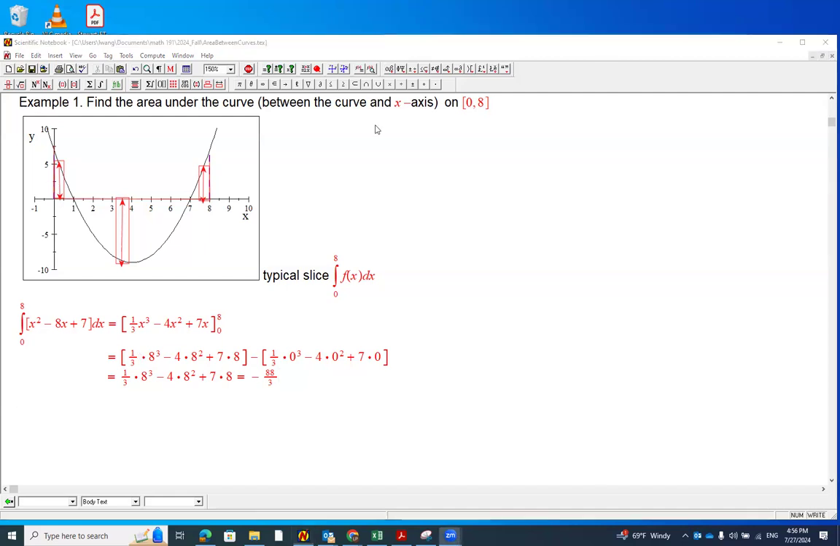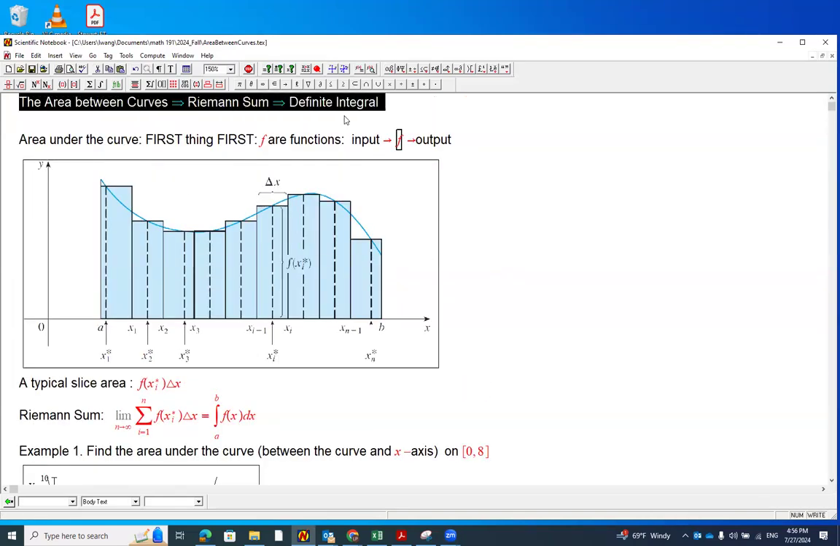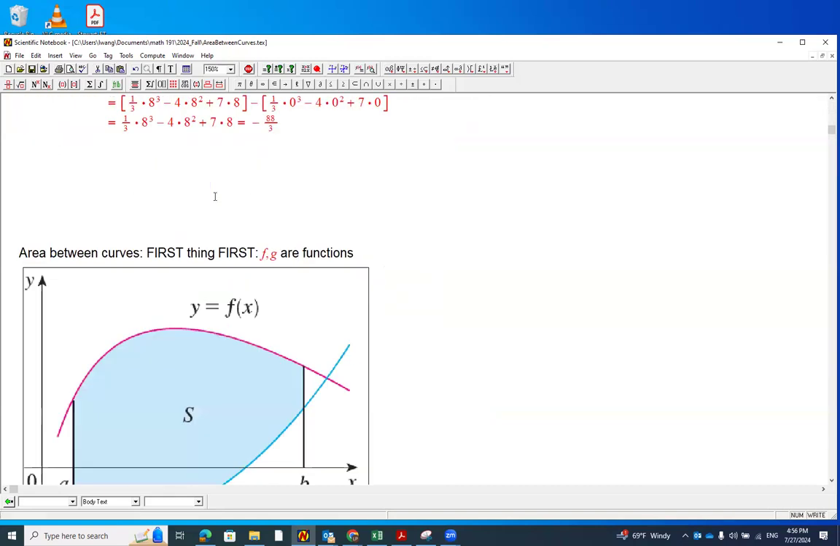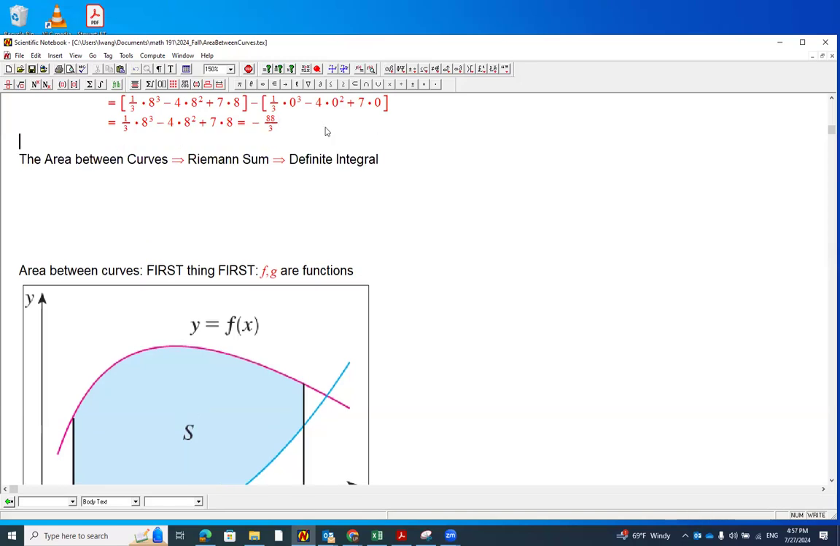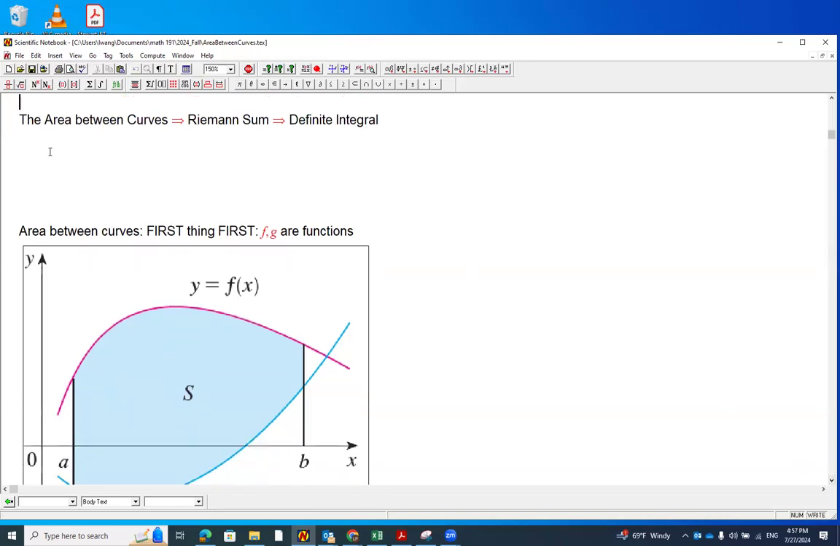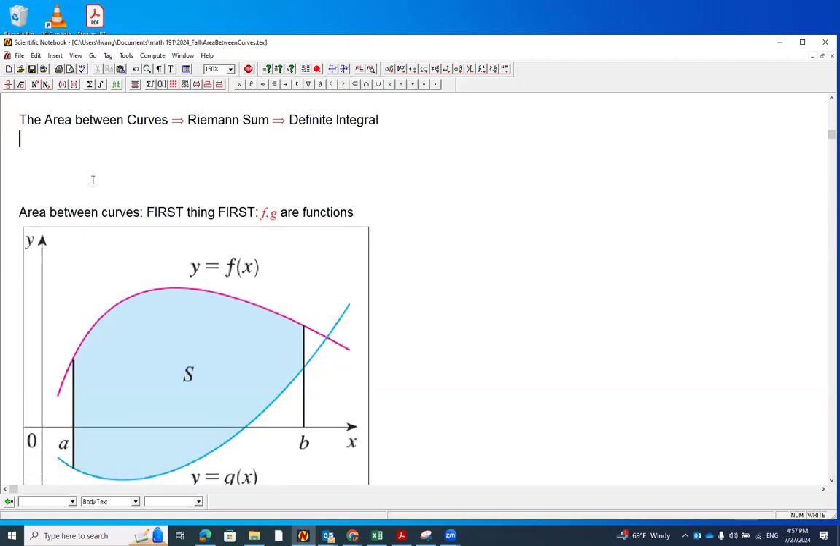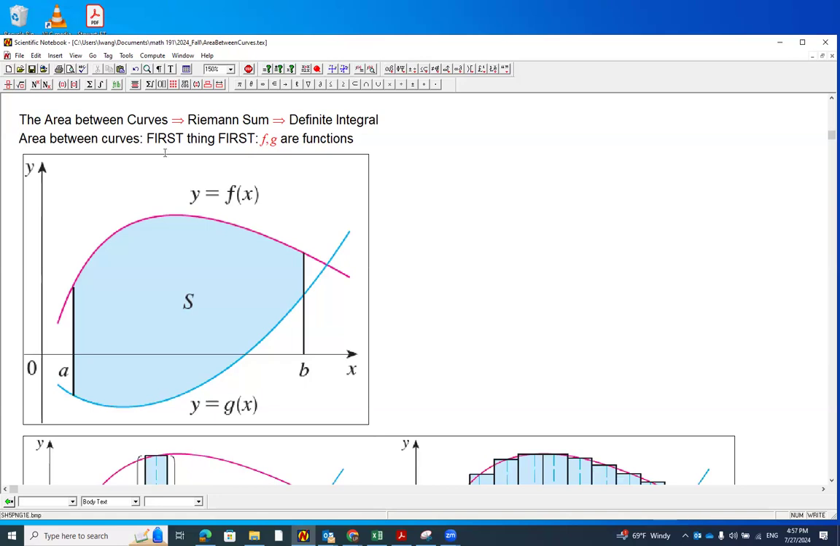Okay, so now let's move forward. How about finding the area between two curves? How do we find area between two curves? I'm going to move this title under. So now suppose we have two curves. They're both functions. First thing first, they're both functions, which means they pass the vertical line test.